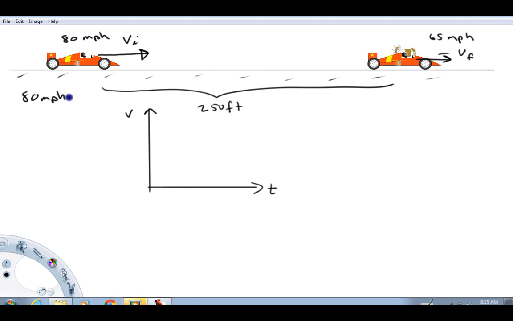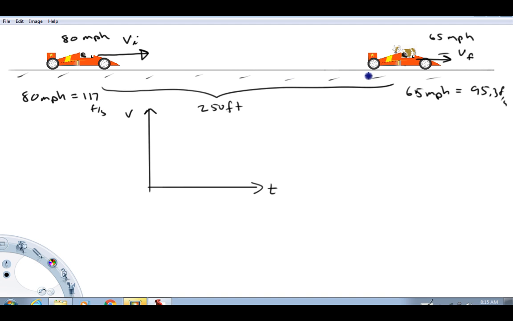80 miles per hour is 117 feet per second. If you don't know where I'm getting that from, go back and take a look at my video on unit conversions. In the previous motion video I did, I wrote the conversion out, but this one I'm just going to move along. The 65 miles per hour is 95.3 feet per second. I can write that a little better. Feet per second.